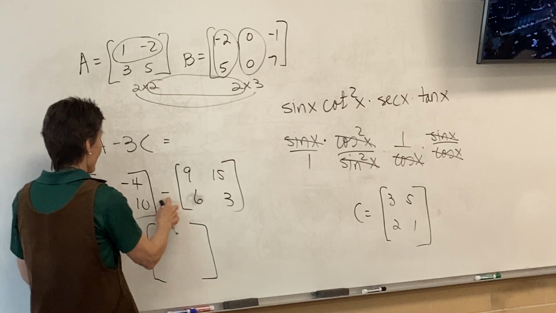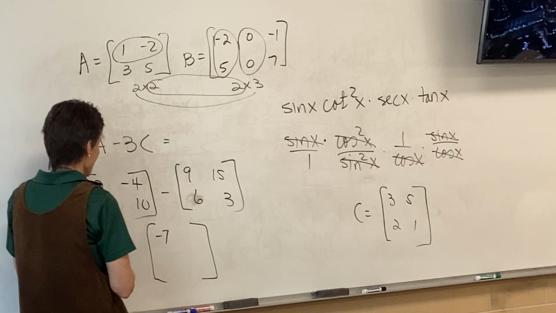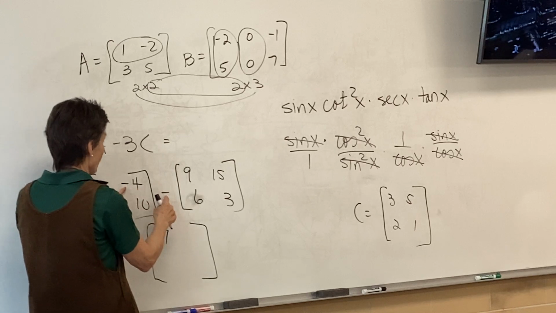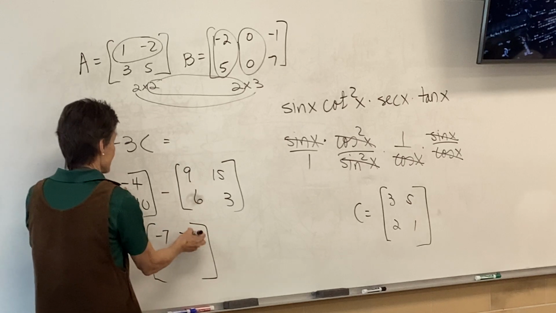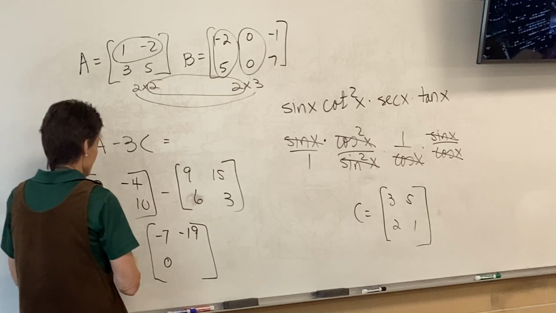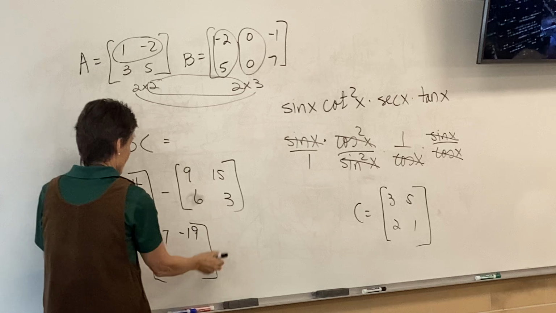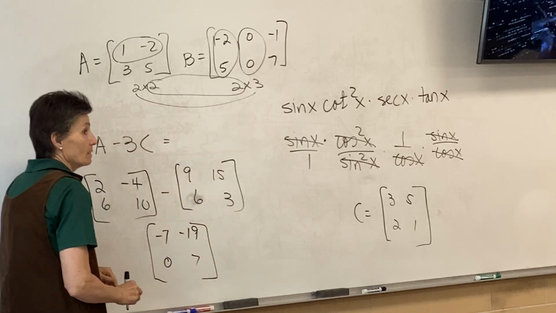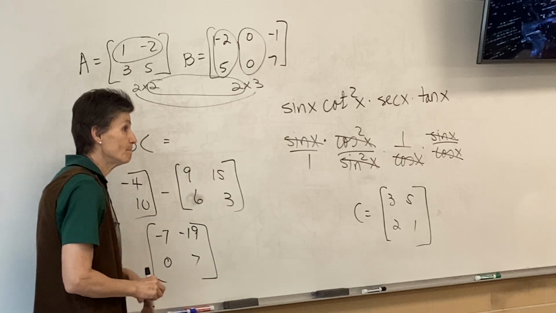All right, so 2 minus 9 is negative 7. Negative 4 minus 15 is negative 19. 6 minus 6 is 0, and 10 minus 3 is 7. Twins, does that make sense to you?